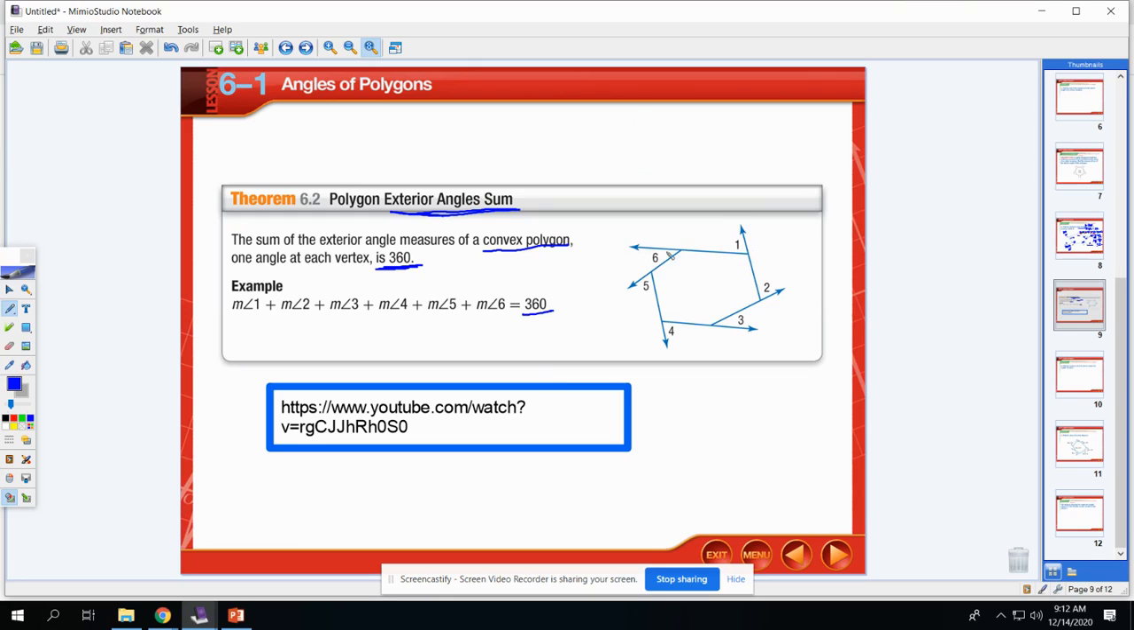So for example, if we have 6 angles like we do here, all 6 of those angles are going to add up to 360. Let's say, for example, we have something a little bit more familiar. We have a triangle that has 3 exterior angles. Those exterior angles are going to add up to 360 degrees. So we could say here angle 1, angle 2, and angle 3, add those together, that's equal to 360.